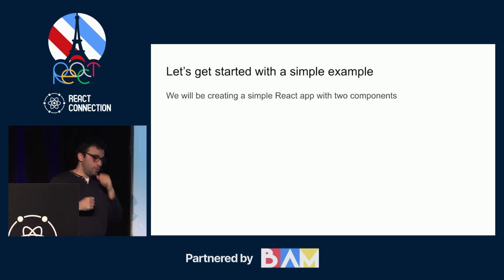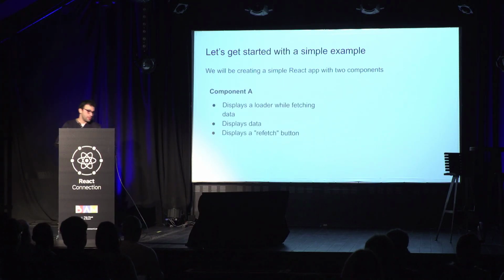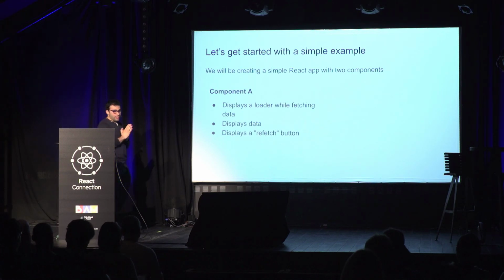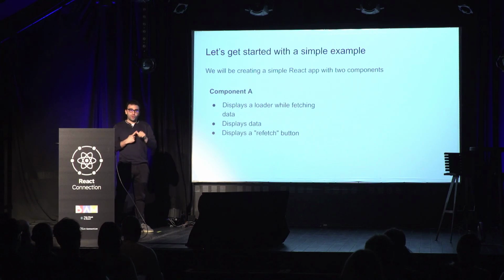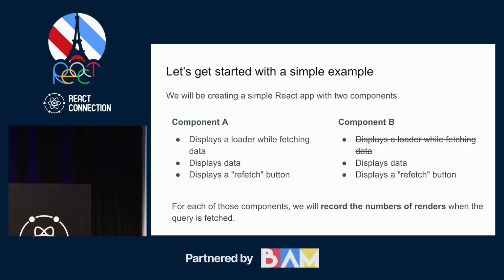We'll be using a simple React application with two components. The first component will use a useQuery with an asynchronous function to display a loader while fetching, to display data once successful, and it will also display a refetch button to start the query. We'll also show a second component, let's call it component B, which will do exactly the same, but doesn't show a loader. And since we want to compare performance, we will, of course, record the number of renders for each of these components.